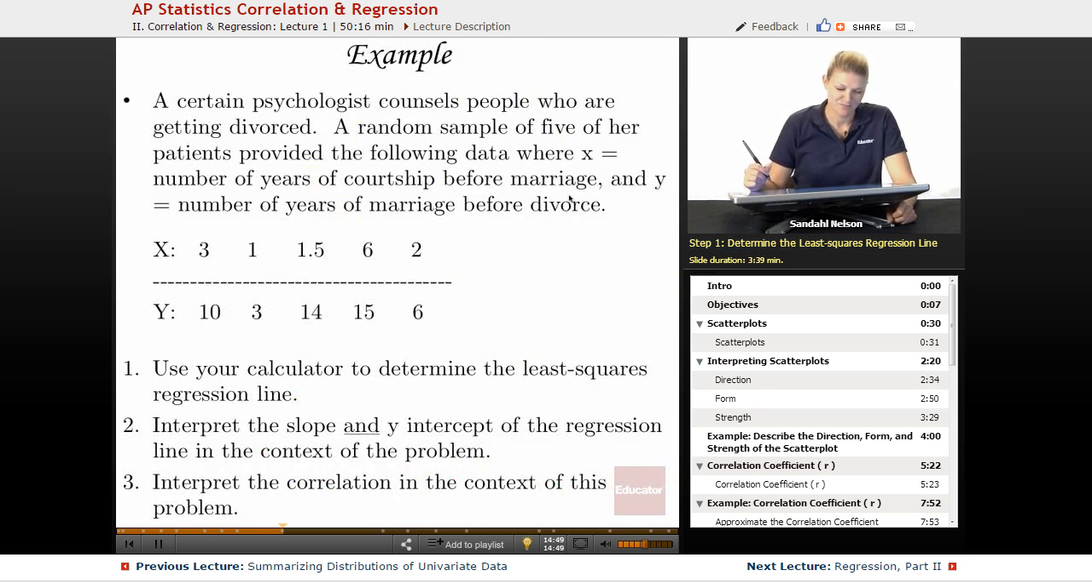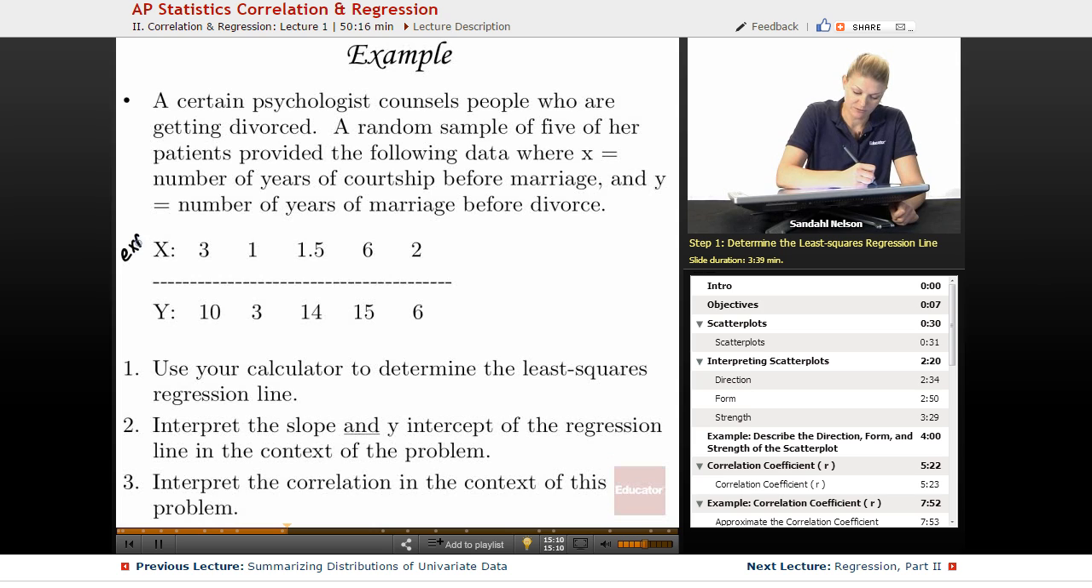Okay, let's do this example. A certain psychologist counsels people who are getting divorced. A random sample of 5 of her patients provided the following data, where X is the number of years of courtship before marriage and Y is the number of years of marriage before divorce. So we have X, which is our explanatory variable, which is the number of years before people get married, and Y, which is our response variable, which is the number of years before they get divorced.